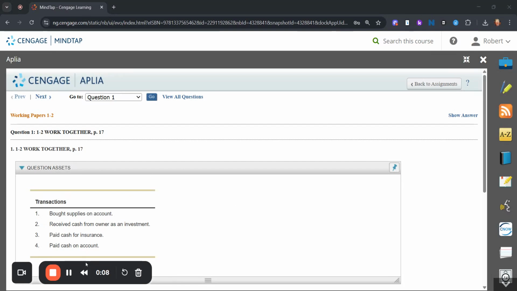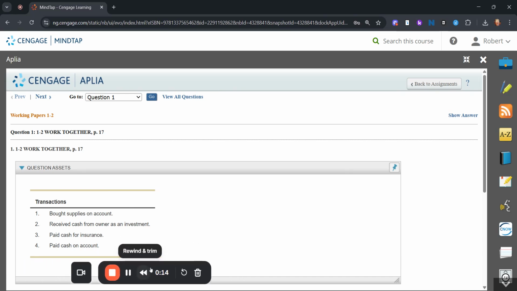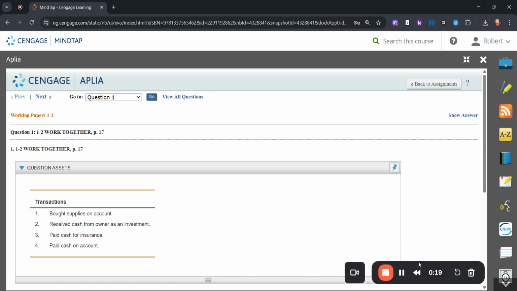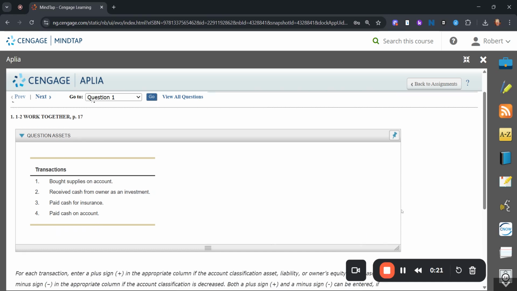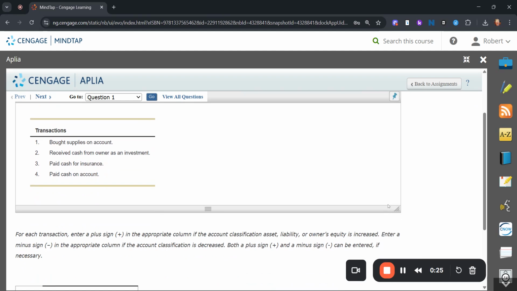Okay, so this one, now we have the 1-2 work together. So in this one, we're going to be looking at how transactions affect the accounting equation, or that accounting equation of assets equals liabilities plus owner's equity.